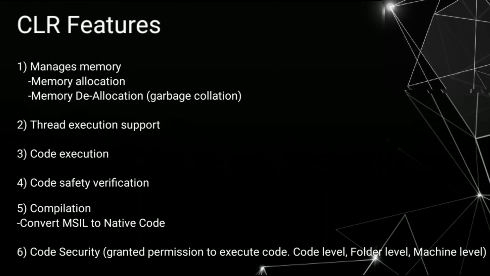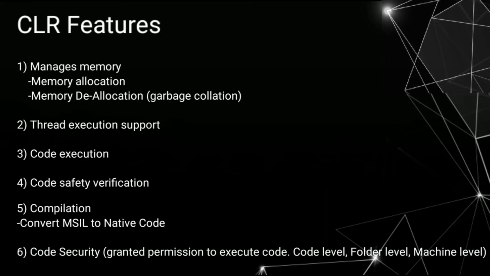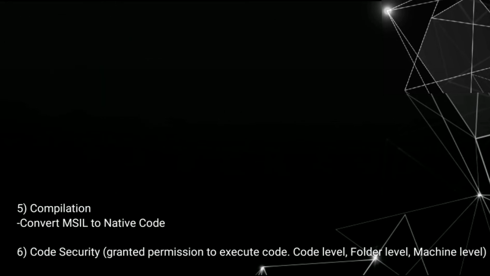Now, if anyone asks you what is the feature of CLR, you simply can say that the first feature is it manages memory. In this, you can say memory allocation and deallocation, that is garbage collection. Second, thread execution. Third, code execution. Fourth, code safety verification. Fifth, compilation, that is converting MSIL code to native code. And last, sixth one is code security, that is granting permission to execute code: code level, folder level, machine level.